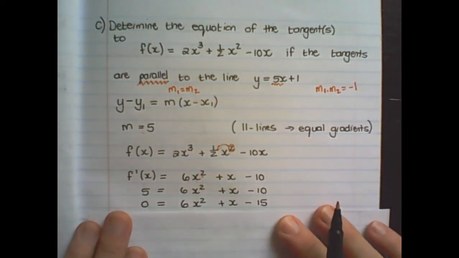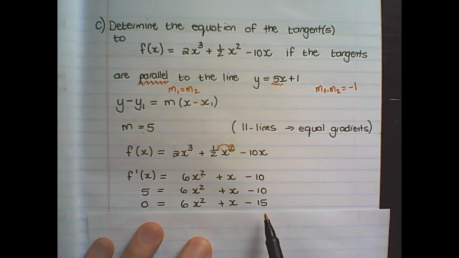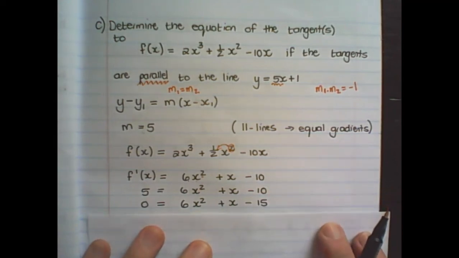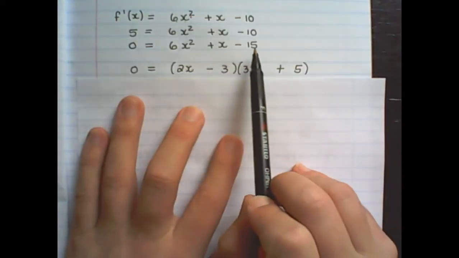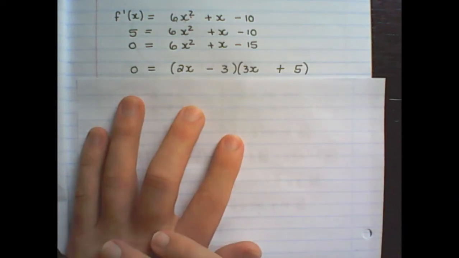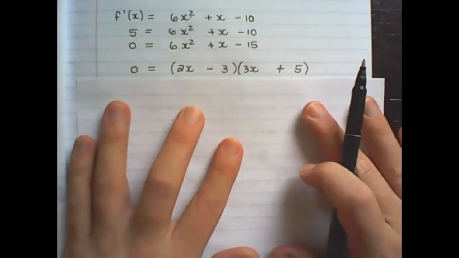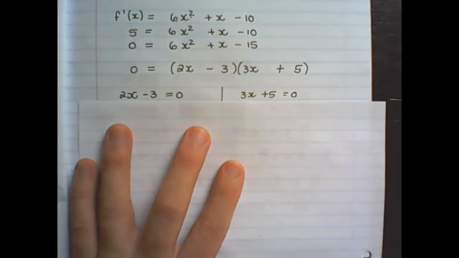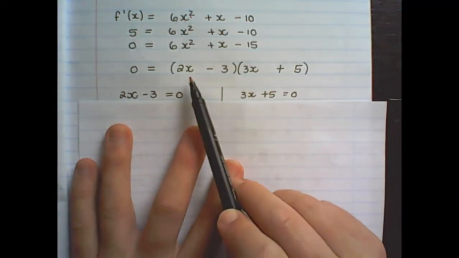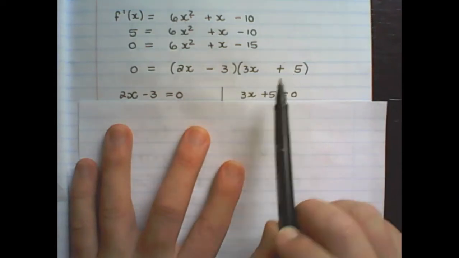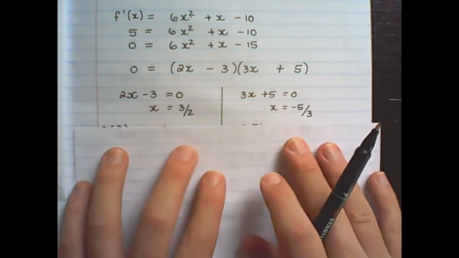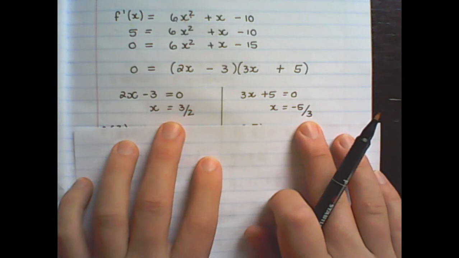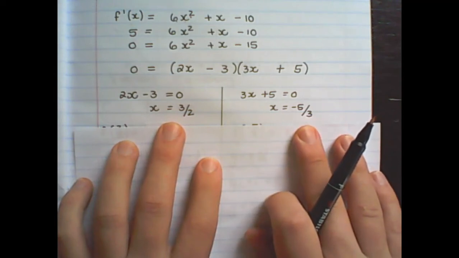And now I write it in standard form by moving the 5 over. Next, we need to factorize. Remember, if you can't factorize or you're not comfortable with factorizing, you can still solve x using the quadratic formula. Now I have two values of x. So 2x minus 3 equal to 0 and 3x plus 5 equal to 0. And because we have two separate values of x, we would find two different equations of the tangent. So we'll have two tangent lines with a gradient of 5.